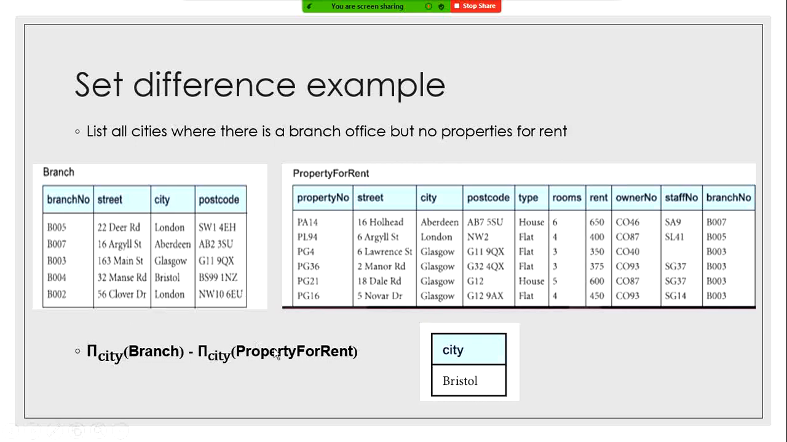This will be the expression because we are selecting only one column. So we will use a project operation. Here we have applied project over city from branch. Then we have applied the minus or difference operation. And then we have applied project city from property for rent. So this expression will result in this table.